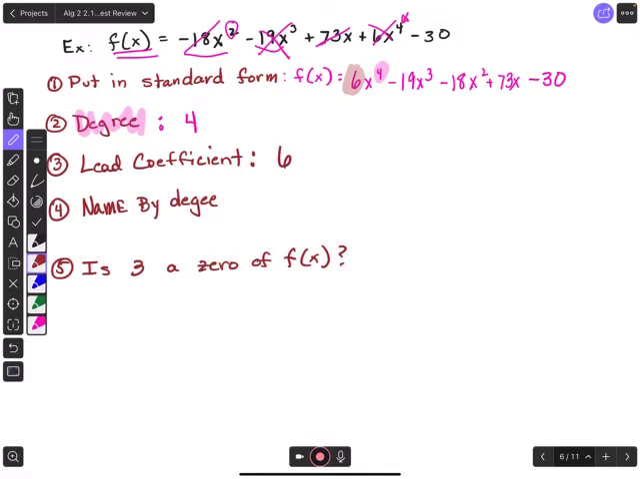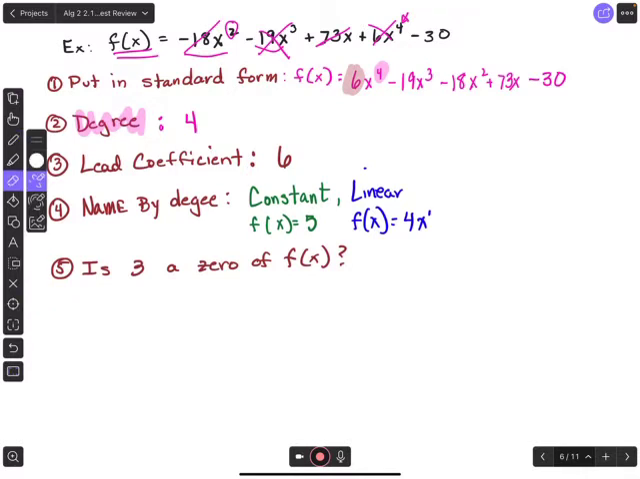Name it by degree. Here's our degree list, okay? We've got constant. That'd be just something that is a number, no variables at all. Like f of x equals 5. Okay, then we have linear. That'd be something like f of x equals 4x. Okay, that's to the first power. We just don't show that 1. That's a linear.